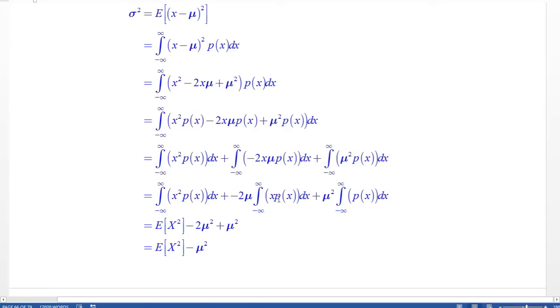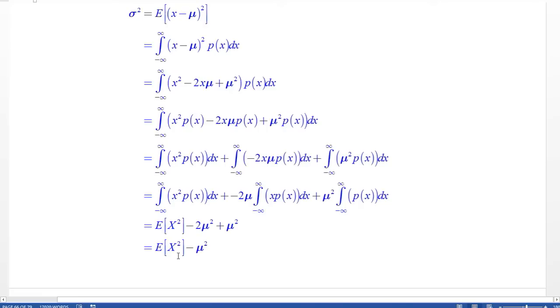Now here we're integrating x times p of x dx. You get the expected value of x, which is just mu. You take that mu times this mu, and we get mu squared with a coefficient of -2. So we end up with -2 mu squared plus mu squared, which is -1 mu squared. And this first term here, we have the expected value of x squared.